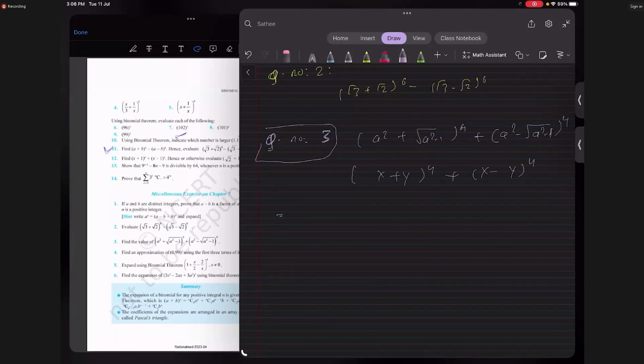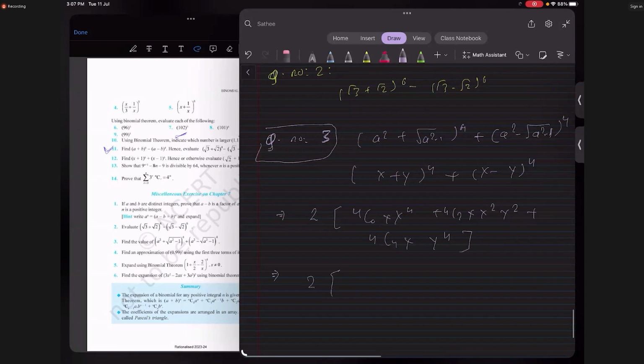So the general term, the final expression would be something like 4c0 into x to the power 4 plus 4c2 into x square y square plus 4c4 into y to the power 4. Okay. The terms like 4c1 and 4c3 will get cancelled.